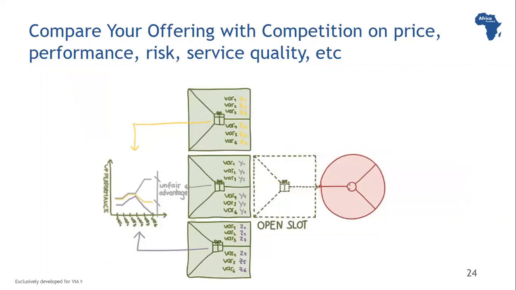Here I just provide a picture about how they relate on price, performance, risk, service, and other elements, and solving the need of your customer, and how you relate to that. We do customer competition mapping on the offering side, so then you can find out where is the best area to offer.